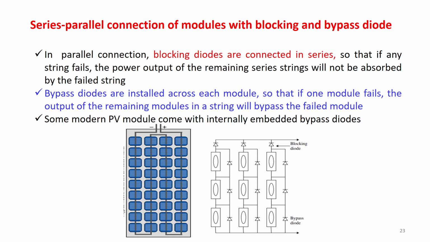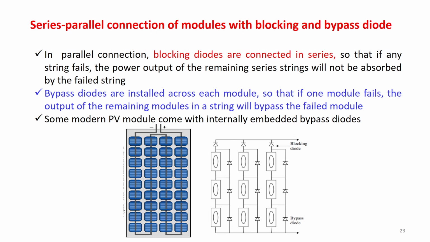Again, we will have series parallel connections of modules with blocking and bypass diodes. In parallel connections, blocking diodes are connected in series, so that if any string fails, the power output of the remaining series strings will not be absorbed by the failing string. The bypass diodes are installed across each module, so that if one module fails, the output of the remaining modules in a string will bypass the failed module.